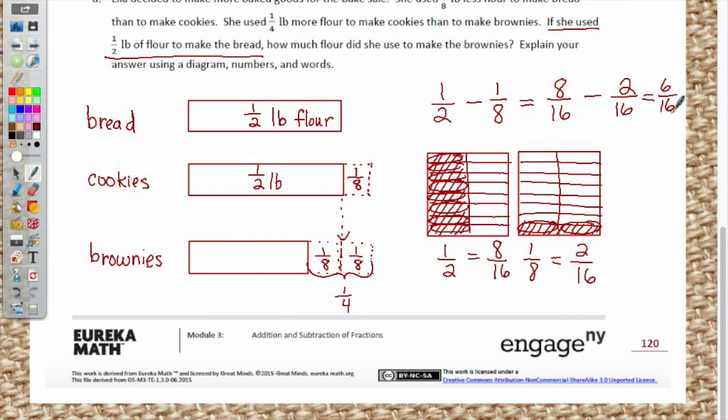Is that simplified? No, because they're both even. So what can I divide by since they're both even? Divided by 2. 6 divided by 2 is 3. And 16 divided by 2 is 8. 3/8. Okay, what will my sentence be? Lila used 3/8 pound of flour to make brownies.